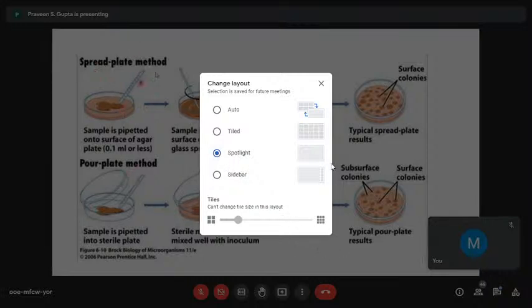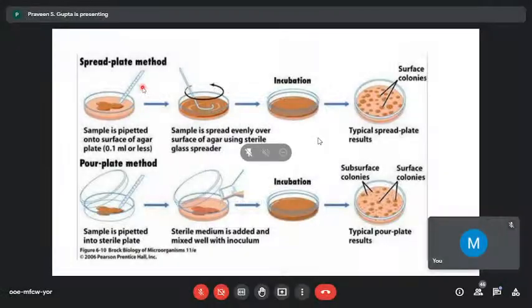In the spread plate, you take a small amount of the microbial or environmental sample, like 100 microliters, pour it over the plate, spread it using a glass spreader or a use-and-throw plastic one, then incubate. After incubation, the next day you can get typical bacterial colonies that are separated from each other. In the same way, in the pour plate method, you first pour the sample and then pour 20 ml of media over it, incubate, and get separate isolated colonies.